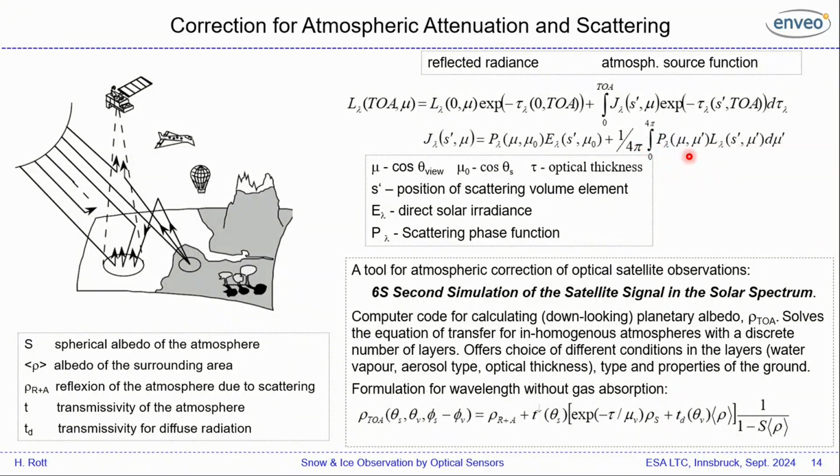So this cannot really be solved well. And there are some parameterizations, like this computer tool, which is publicly available computer code for 6S, second simulation of the satellite signal in the solar spectrum for calculating the downlooking planetary albedo, which then can be inverted for the surface, for the reflectivity of the surface.